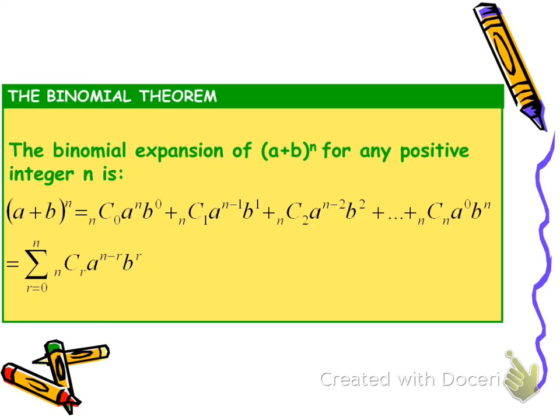Take a look at the b term. The b term is raised to the power of r, which is our index. That index starts at 0 all the way to whatever the upper limit is. That upper limit is the power the binomial is being raised to.